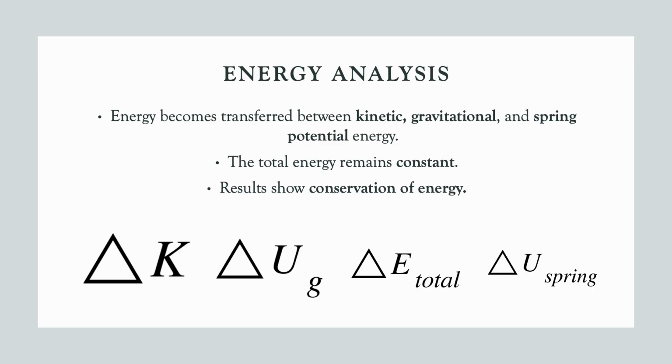Even though the individual forms of energy are always increasing and decreasing, the total energy remains approximately constant. This demonstrates the law of conservation of energy and confirms that the computational model is accurately representing the physical behavior of the system.